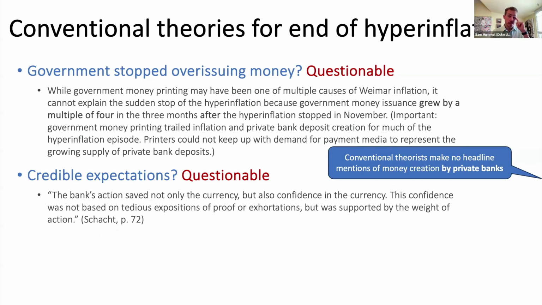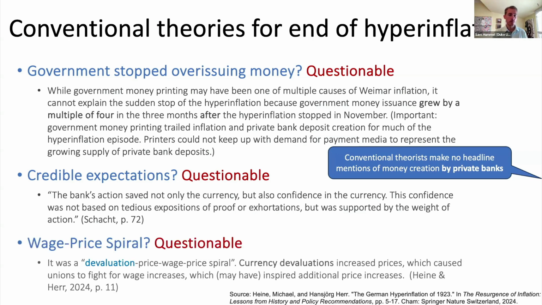So what about credible expectations, right? We already know that this is a garbage theory, as I said earlier. But this is a quote from the governor of the Central Bank of Germany that oversaw this amazing couple of weeks period where inflation just stopped on a dime. And he says, the bank's action saved not only the currency, but also confidence in the currency. And this confidence was not based on tedious expositions of proof or exhortations, but was supported by the weight of action. And I'm going to show you what those actions were in just a second. But this is him writing in a memoir, essentially 30 years later, breaking down what they did and why it worked.